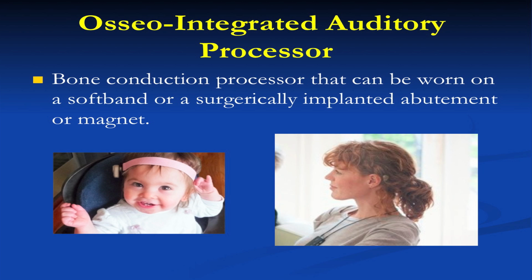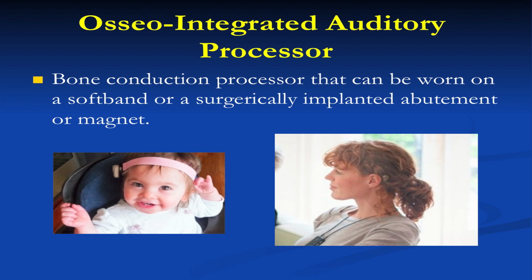Also, adults or children with permanent hearing loss on one side but normal hearing on the other side can also benefit from an osseo-integrated auditory processor. The surgery is not approved until children are 5 years of age or older, and they have a certain density of bone in order for the abutment to sit into.